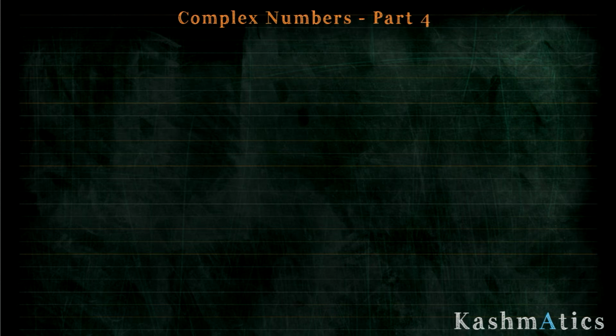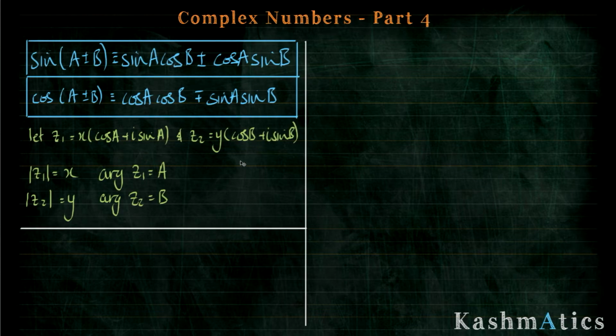Now the first thing I'm going to go through is some trig identities, and depending on whereabouts you are in your A-level studies, you may or may not have already come across these, but I'll put them on the screen for now. So the top one, the sine of A plus or minus B, is equal to the sine of A multiplied by the cosine of B plus or minus the cosine of A multiplied by the sine of B.